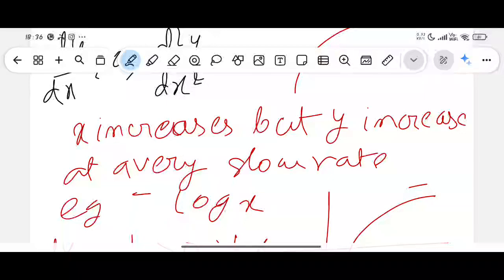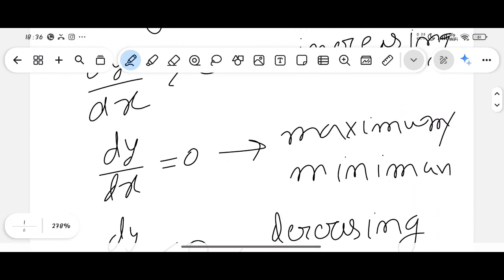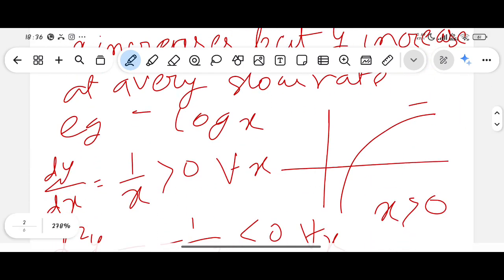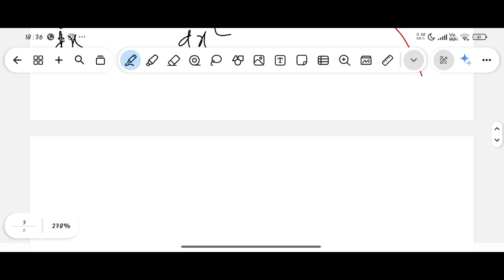And there are three more things to tell: the maximum point, the minimum point, and where d2y/dx2 is 0. Here I have written a case where dy/dx is 0, and I have told you that this is the case where the graph is either maximum or minimum. Now what happens if d2y/dx2 is 0? I haven't written it here yet, so now we will see what happens if d2y/dx2 is 0.